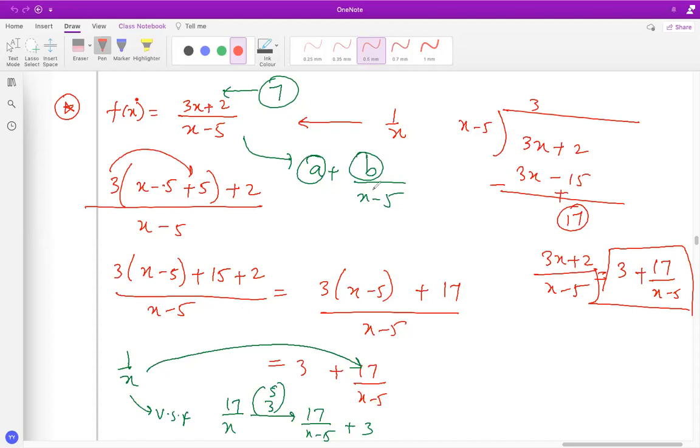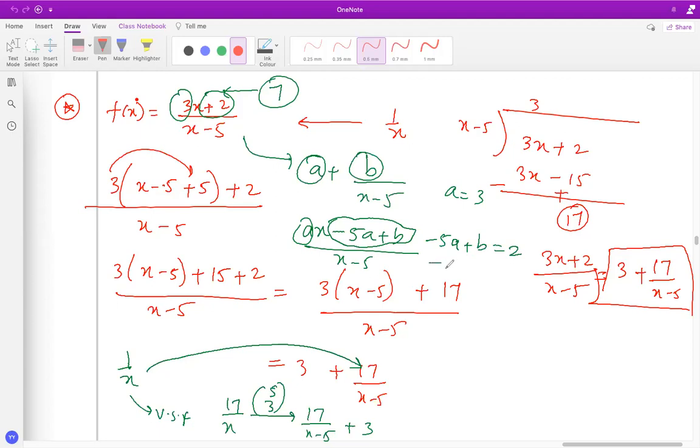I'll quickly show you with this logic also. If it asks you to write in this format, you're just going to take the LCM here. So you take the LCM as (ax - 5a + b) over (x - 5). If you compare the value of a here, this should be 3, so a is straight away 3. Then the constant term is positive 2, so -5a + b should equal positive 2. So you take -15 + b = 2, so b is basically 17. So that is the alternate way to do it for standard level in case it's a guided question.